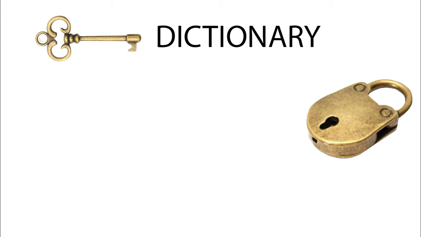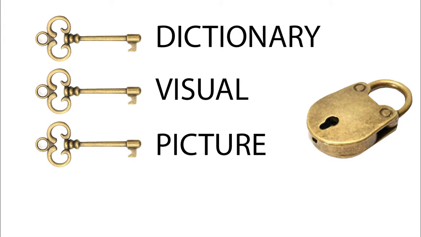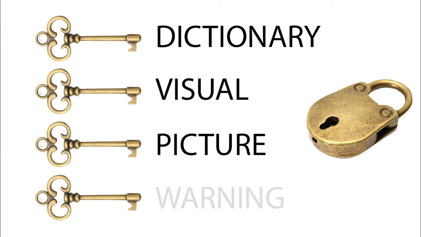Let's take a look at identification evidence. We have 4 key things that we need to look at. First, the dictionary definition to see if it actually is identification evidence. If it is identification evidence, is it visual identification evidence? Or is it picture identification evidence? And if it is identification evidence, the application of the special warning contained in section 116.